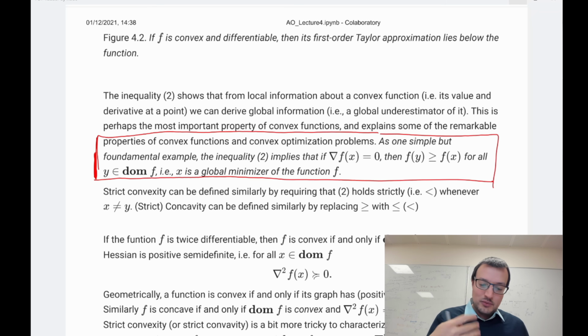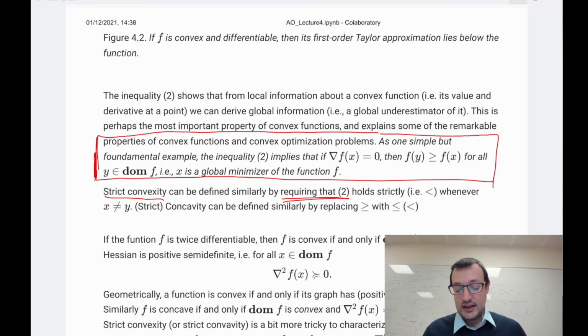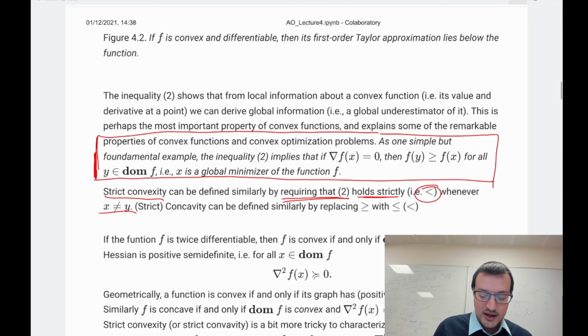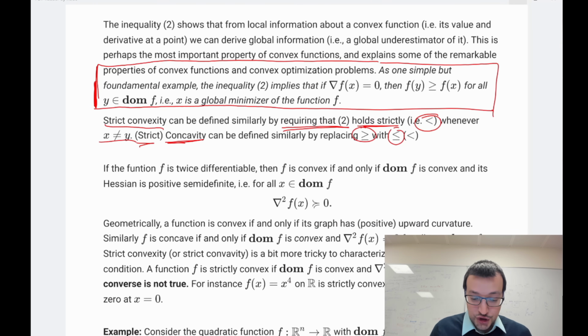Similarly, just as we characterized convexity using a first order condition, we can characterize strict convexity in the same way, by requiring that the inequality we just defined using the first order Taylor expansion holds strictly, with a strict less than, of course, whenever x is different from y. Concavity and strict concavity can be defined in the same way by replacing the sign of the inequality.